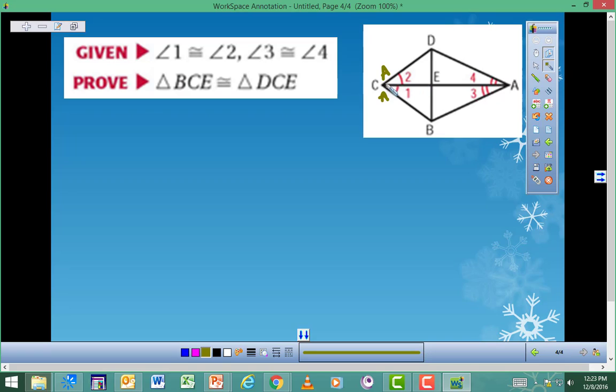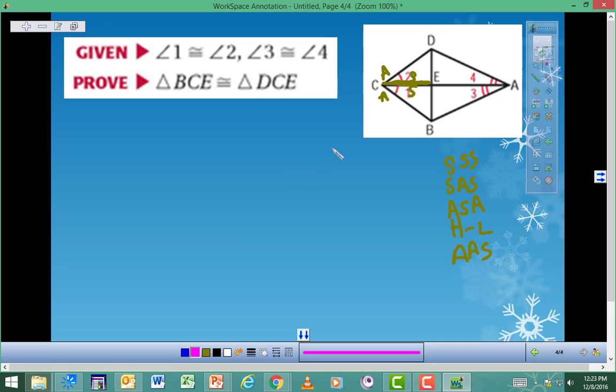Now, there is a common side also, right here. But as I go down my list here, side, side, side, side, angle, side, angle, hypotenuse, leg, and finally angle, side, I don't think I could use any of these right now to prove that the two triangles are congruent.